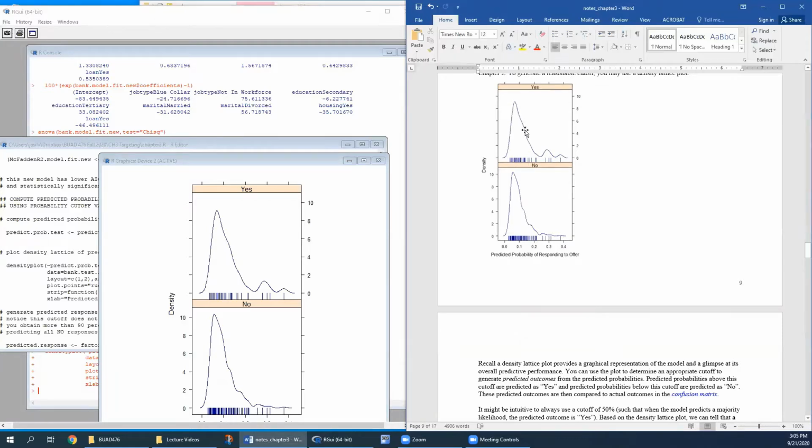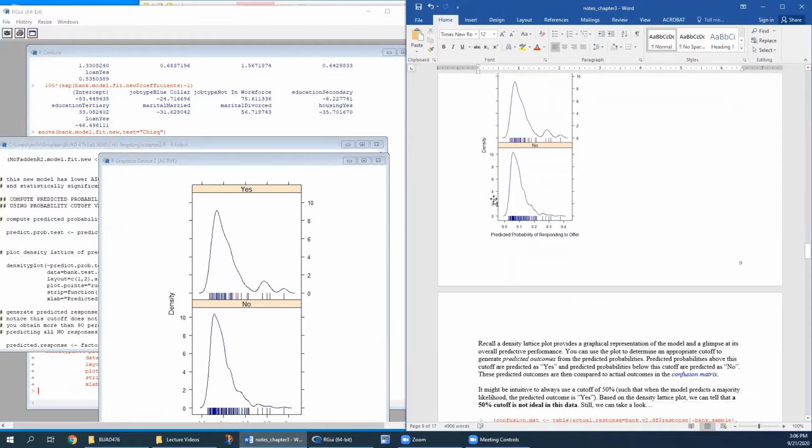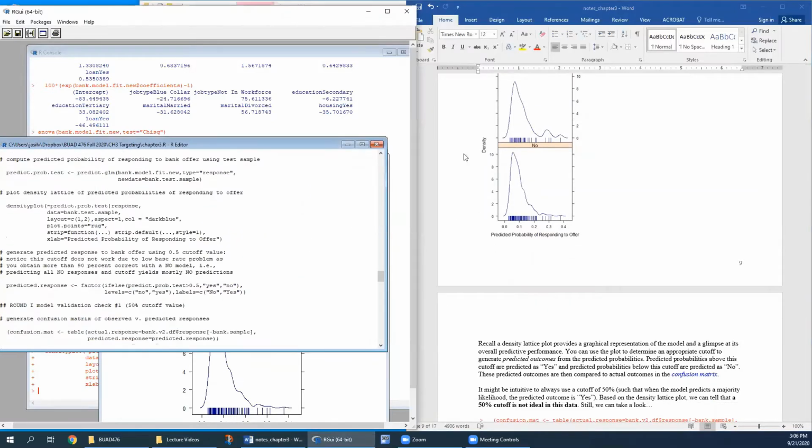And remember, a good cutoff would be that most of this top graph would fall to the right of that line, and most of this bottom graph would fall to the left of that line. But it's just tough because both these graphs peak around the same place and look similar. So that's an indication that our model isn't doing the best job.